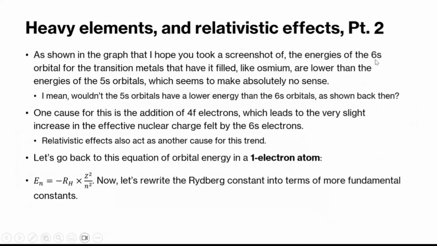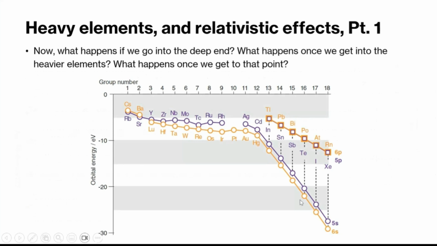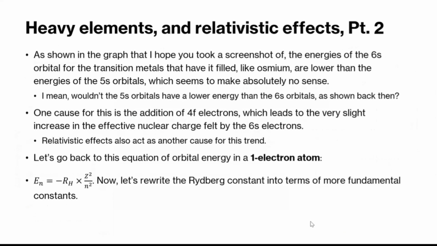As shown in the graph, the energies of the 6s orbital for the transition metals that have it filled, like osmium, are lower than the energies of the 5s orbitals. So you can see that the 6s orbital energies are lower than the 5s orbital energies. Why is that? We know that if we go down a group and look at that same s block, then generally there's going to be an increase in the energies, but for some reason there's that decrease. One cause for this is the addition of 4f electrons, which lead to a very slight increase in the effective nuclear charge felt by 6s electrons.